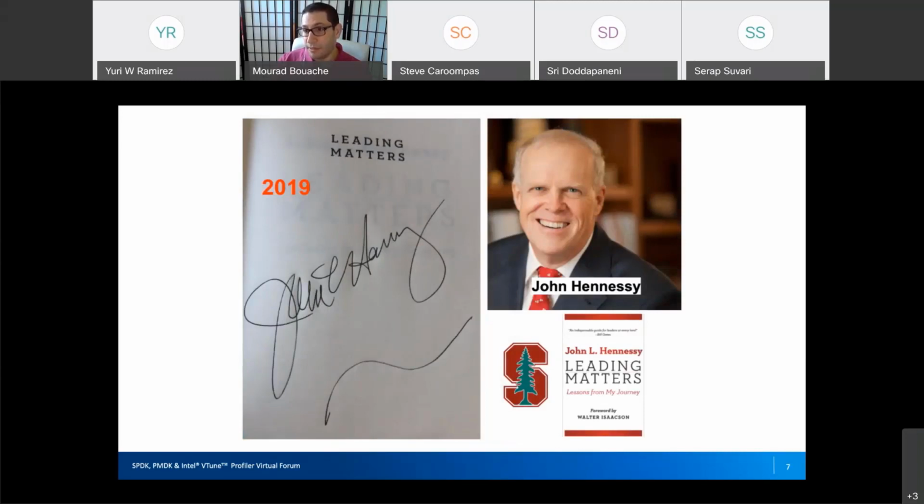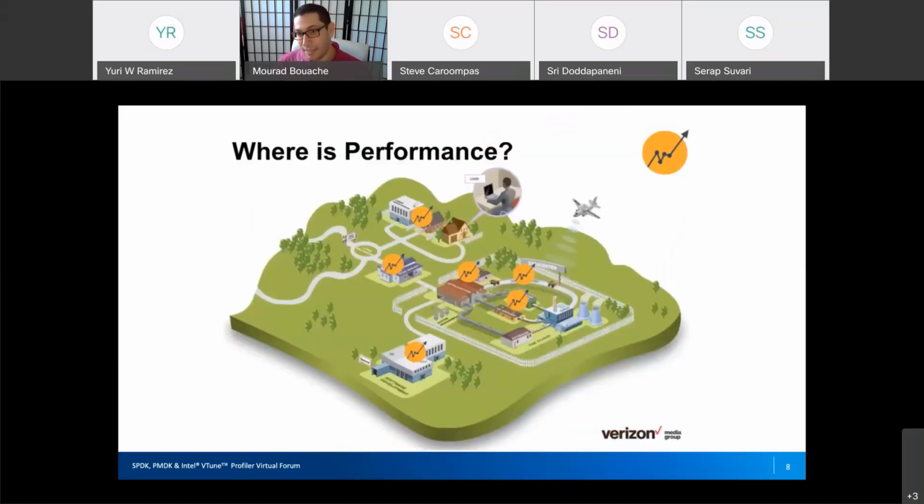John Hennessy, who is the former president of Stanford University, I also met him. He signed a book that I bought, his book Leading Matters, and believe me, this book is amazing in terms of leadership. It was in 2019. So I met him in person as well, and you cannot believe, as a student, I was in France, and then when I came here, I was reading what he wrote in his book, and then meeting him in person was inspirational, or gave me a huge motivation, especially in my field.